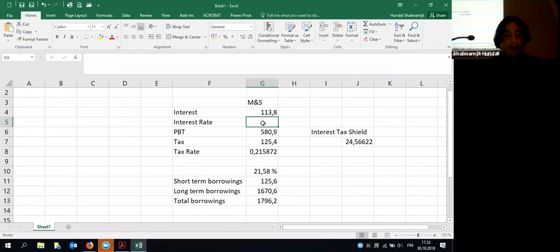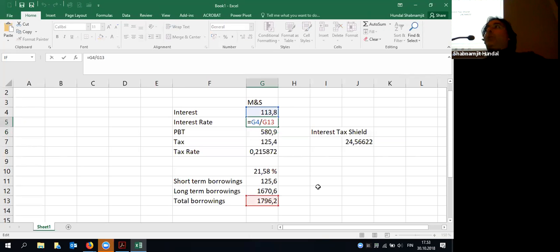The interest rate would be now, see what I do? The interest payments you divide by total borrowings. It means that Marks and Spencer is paying 6.33 or 6.34%. As an average rate of interest, Marks and Spencer is paying 6.34%. Okay? Look at the formula. We have the short-term borrowings, we have the long-term borrowings, we add them, we get total borrowings, and then we divide the interest payments by the total borrowings, we get the interest rate.